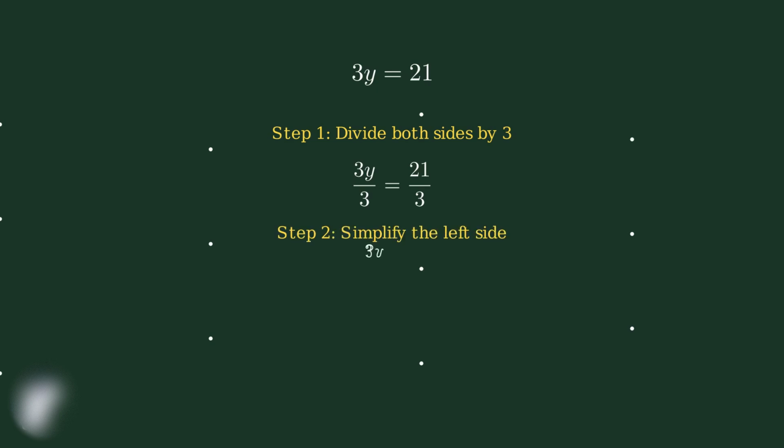Step 2, let's simplify the left side. When we have 3y divided by 3, the 3's cancel out, leaving us with just y. This is exactly what we want, the variable isolated by itself.